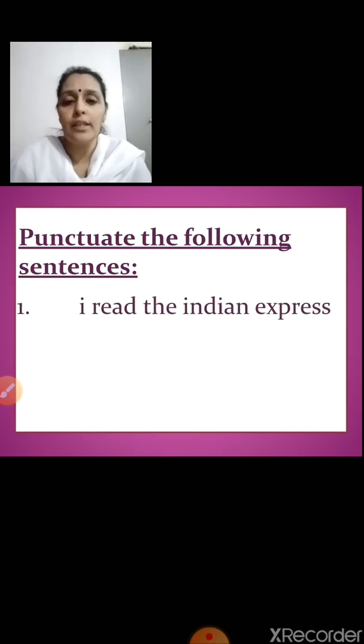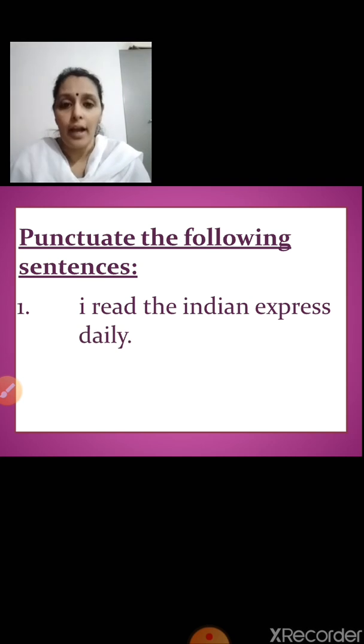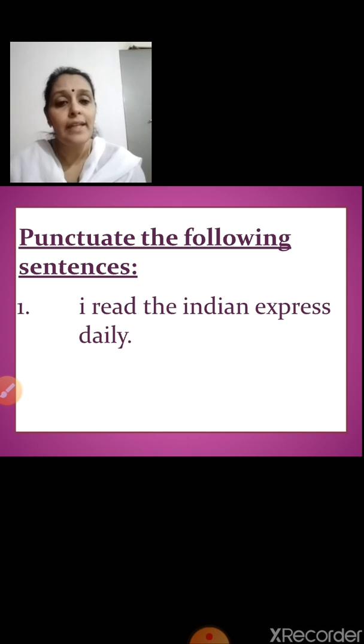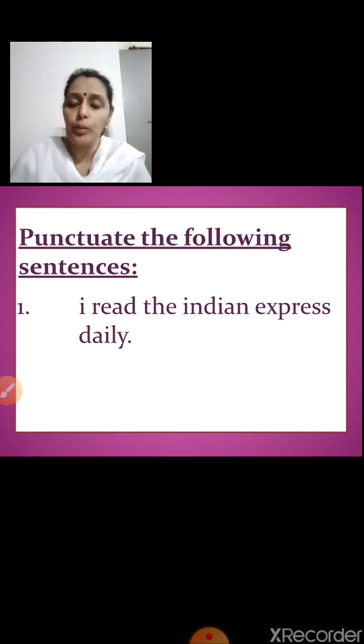I read the Indian Express daily. Now we are going to punctuate the following sentences. I should always be in capital and I is also the beginning of a sentence. So I has to be in capital. Next, Indian Express is the special name of a newspaper. So it's a special name. So Indian Express, the first letters of these words have to be in capital, right? And at the end of the sentence there has to be a full stop which is already there.